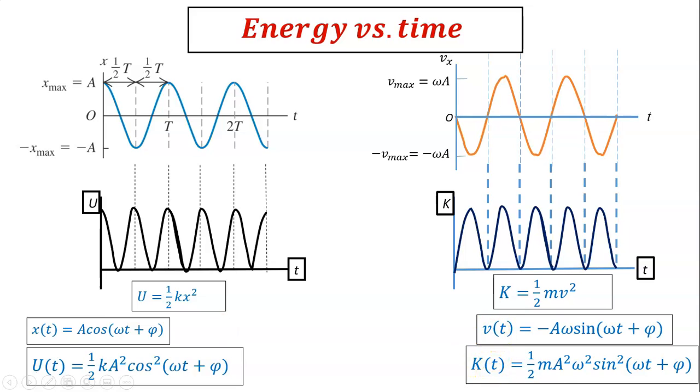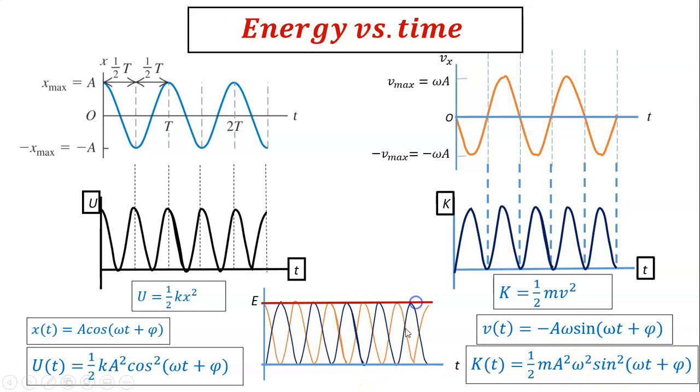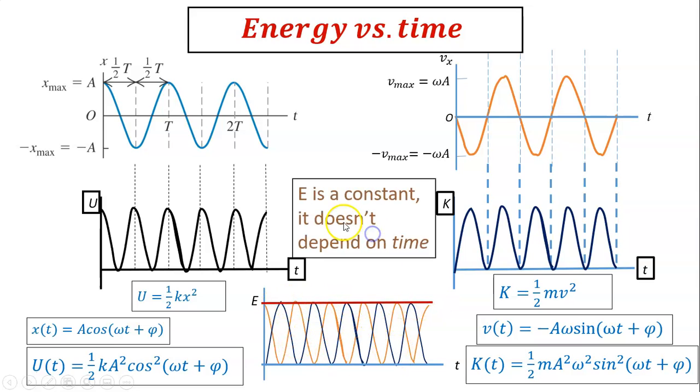Since v equals dx over dt, v equals negative A omega sine of omega t plus phi, so K is 1/2 mv squared. So this is v squared. How about total energy? Total energy is just U plus K. This is a function of U, that's orange, and blue is a function of K. The two added together is always constant. So E is constant, it does not depend on time.